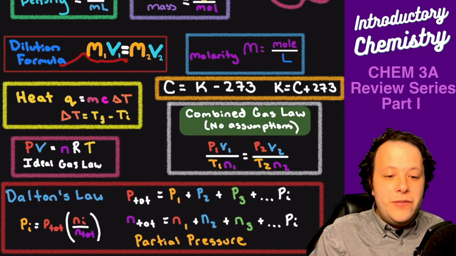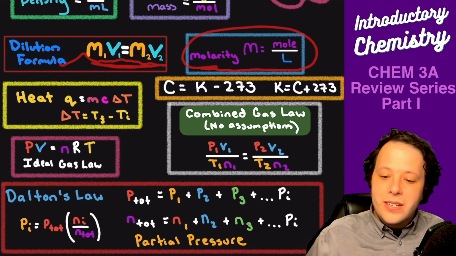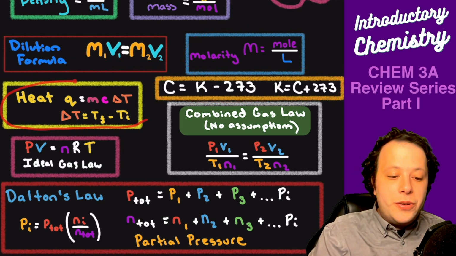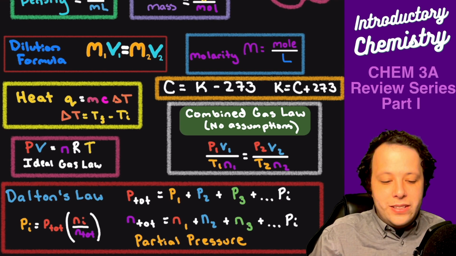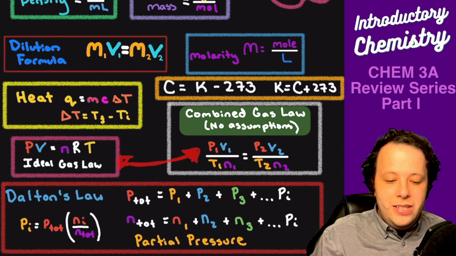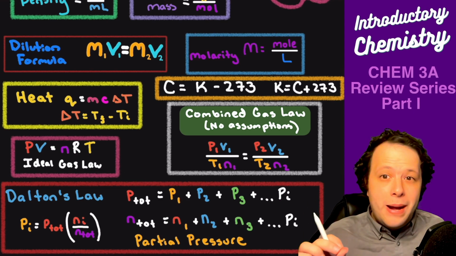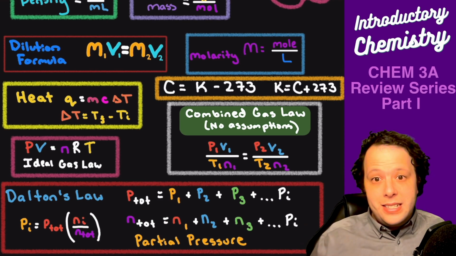You have the dilution formula, so knowing when to dilute something, knowing molarity, knowing your temperature conversions, knowing the heat equation, which is Q is equal to MC delta T, and then your gas laws. Luckily, it mainly comes down to these two, which is the ideal gas law and the combined gas law. And we'll talk about when each one of them is applied as we go through our chapter analysis of what you need to know exactly in order to ace this test.